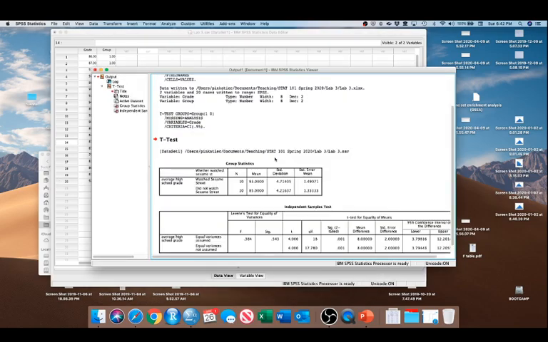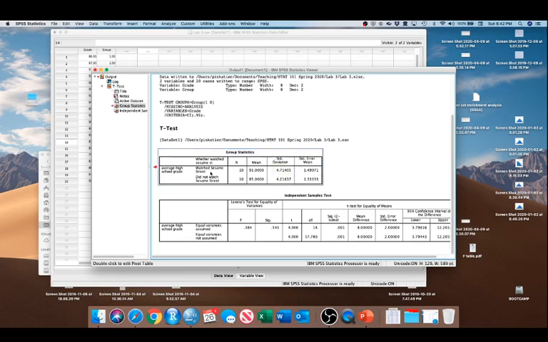And here's our output. So as you can see, students who watched Sesame Street as children have a mean of 93. Students who did not watch Sesame Street as children had a mean of 85.